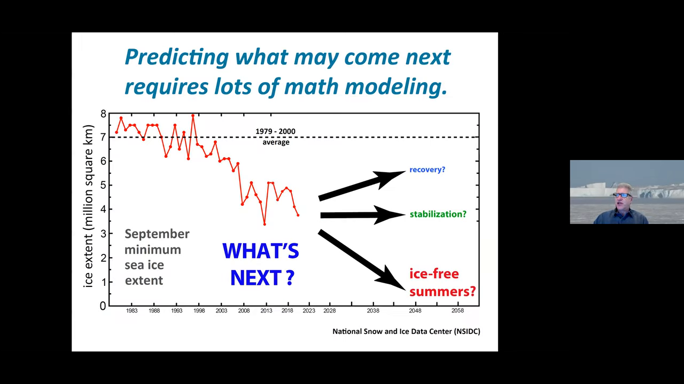So predicting what may come next, be it that we most likely get to ice-free summers at some point down the road, the pack stabilizes, or we get recovery, all requires a lot of mathematical modeling.